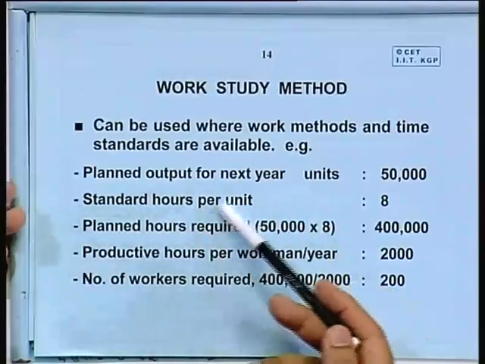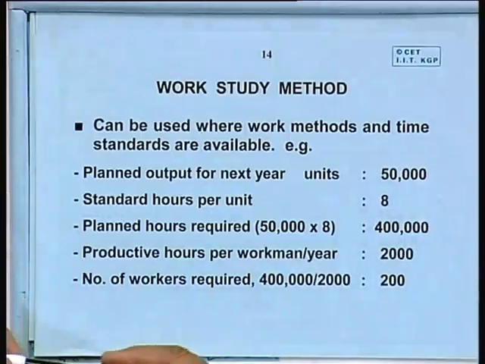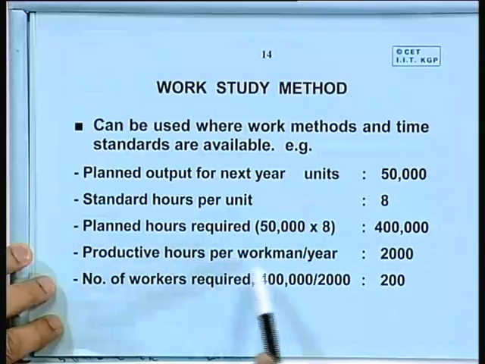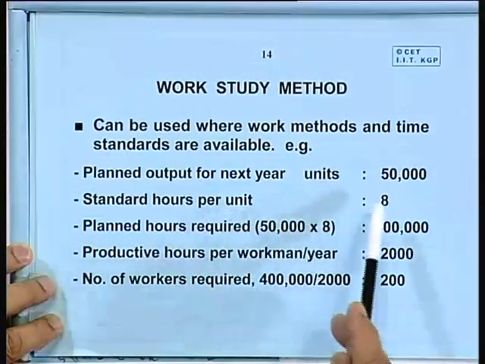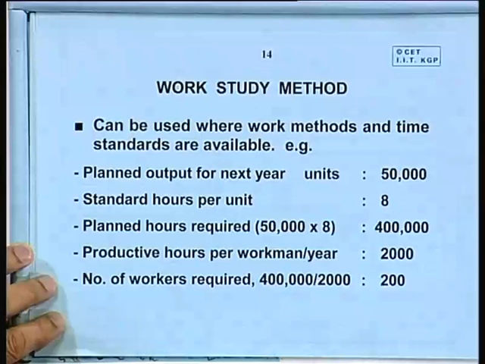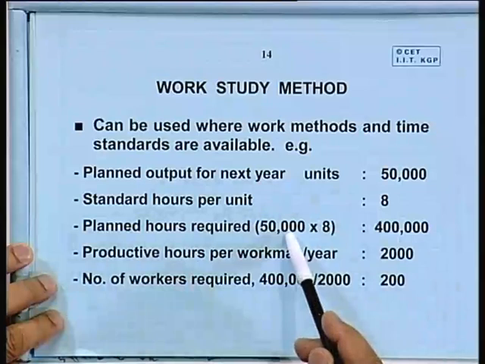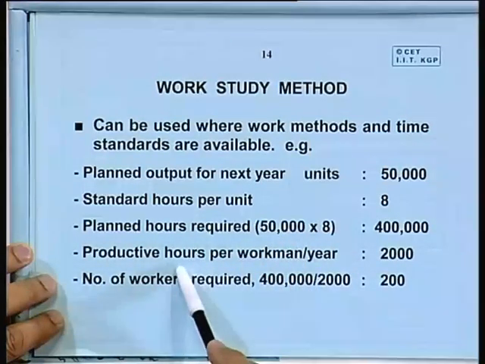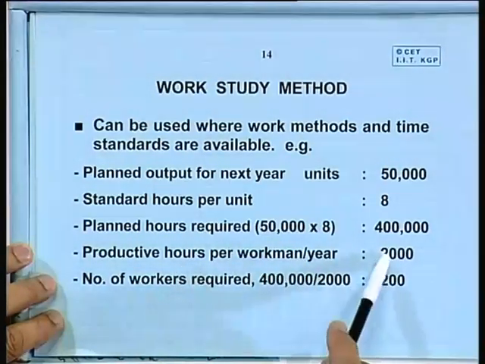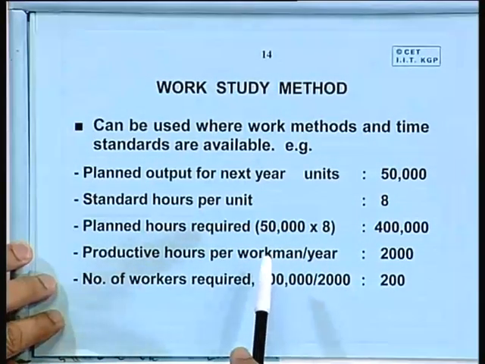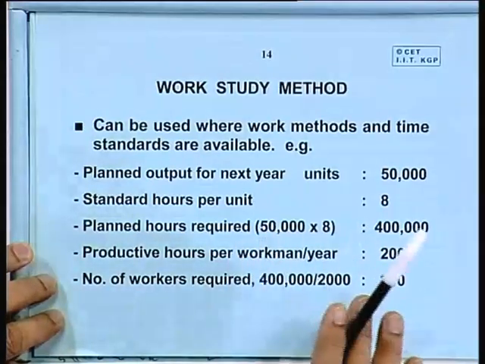So you come down to the level where you estimate, saying planned output for next year is 50,000 units, let us say. Standard hours which you know, because this has to be there, per unit is 8 hours per unit. Planned hours required is 50,000 multiplied by 8. Productive hours per workman per year. What does that mean? You take the holidays, there are 365 days in the year. Count all the Sundays or weekly off, national holidays, okay.